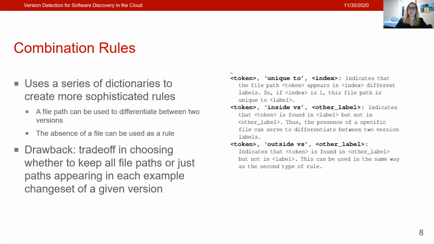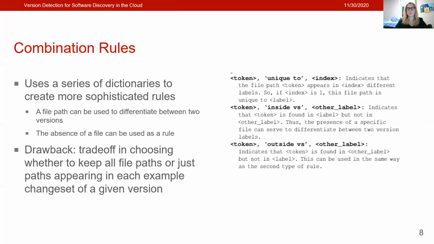Unique two rules are like the rules generated by the basic rule algorithm. The remaining two rule types allow the presence of a specific file to differentiate between two version labels. The output of the combo rule generation script is a dictionary mapping version labels to sets of rules, which are used to make version classification decisions in the evaluation phase.